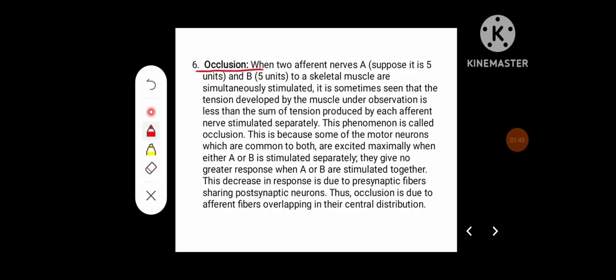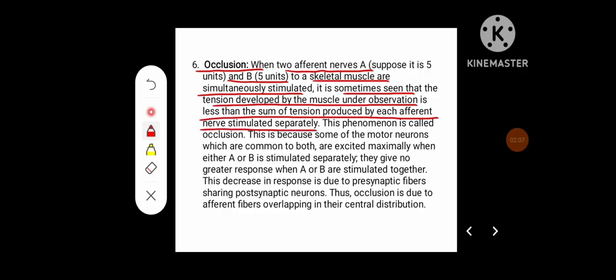Another property is occlusion. When two afferent nerves, A, which is supposed to have 5 subunits, and B, which again has 5 units, to a skeletal muscle are simultaneously stimulated, it is sometimes seen that the tension developed by the muscle under observation is less than the sum of tension produced by each afferent nerve stimulated separately, and this phenomenon is called occlusion.